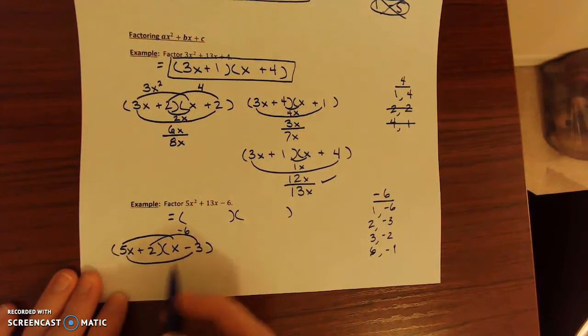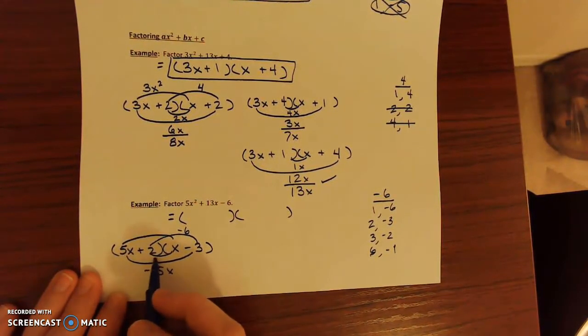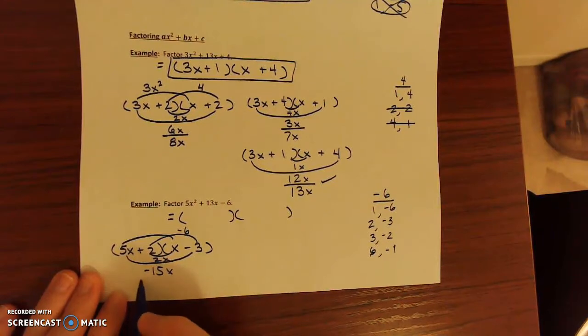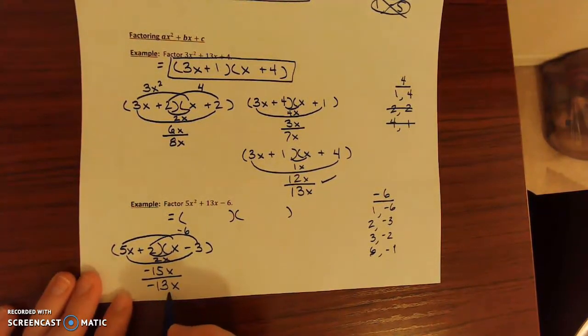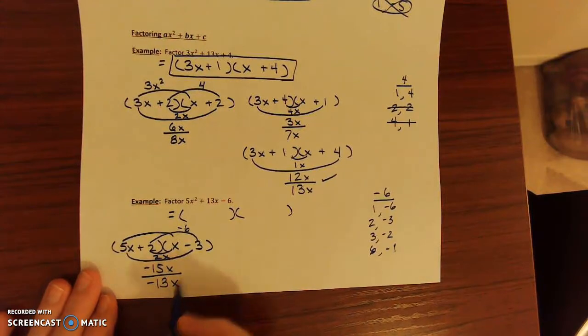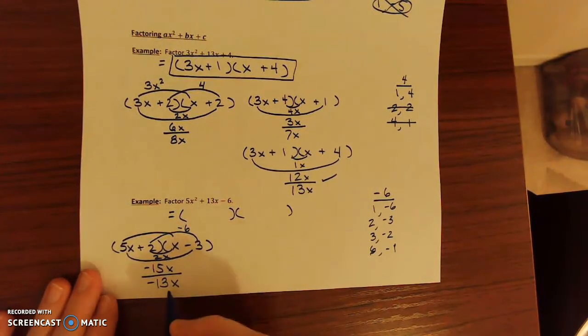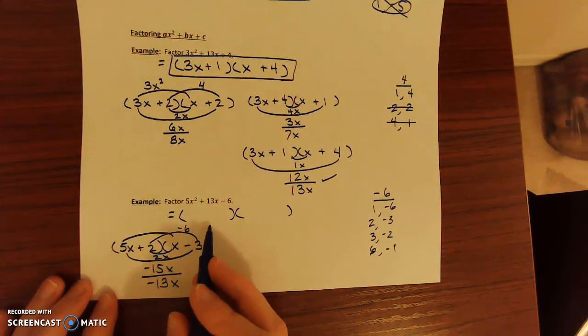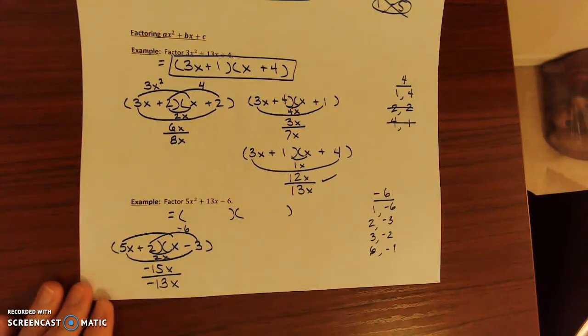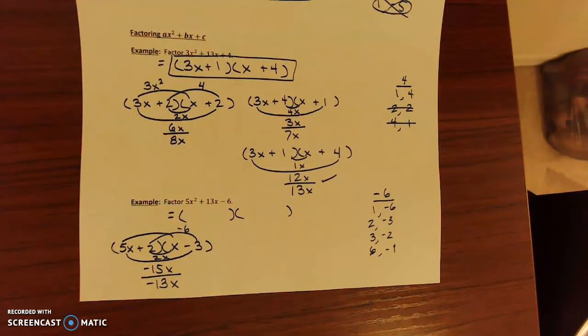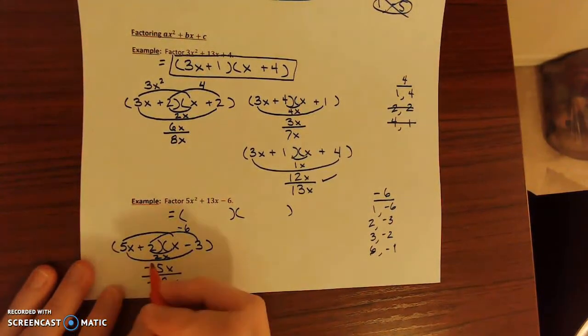When we multiply our outer terms together, we get negative 15x. We multiply our inner terms together, we get 2x. We add them up, we get negative 13x. Notice that is just the opposite of what we're hoping for. So whenever you make a guess and you get the opposite middle term, you're almost there. Keep all the digits exactly where they are and change the signs, right?